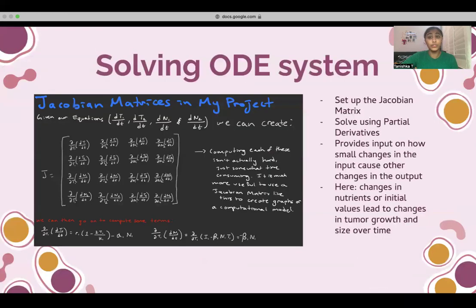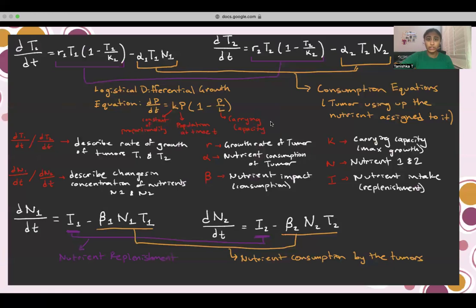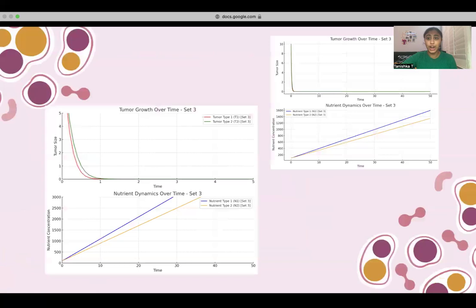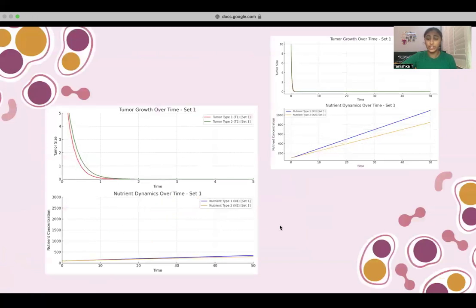Now, in order to solve these ODEs, you have to set up a Jacobian matrix like you can see depicted over here and use partial derivatives to solve it. Solving these out by hand is a very tedious process, however, and it is much more beneficial to use computational modeling or coding in order to solve these, which is exactly what I did in my project, where I created code based on these four ODEs and used it to create these graphs that are interactive. And we can see how the tumor changes over time when I change the parameter of nutrient intake.